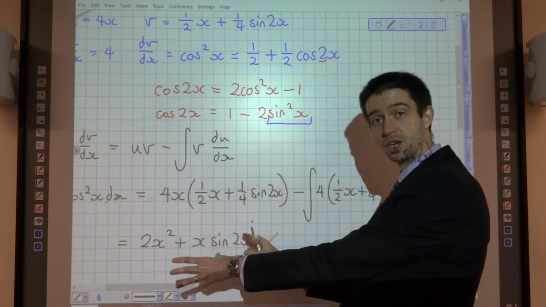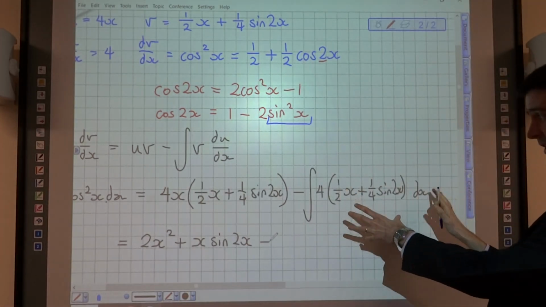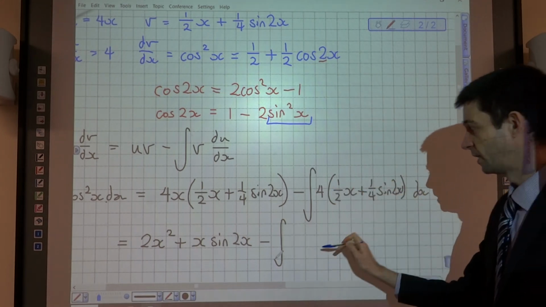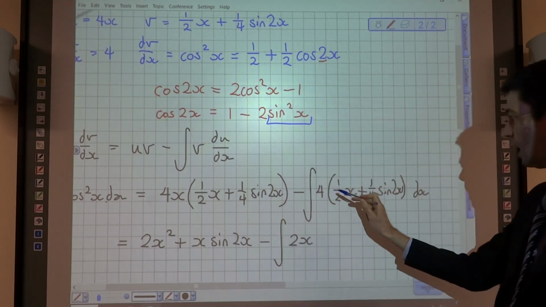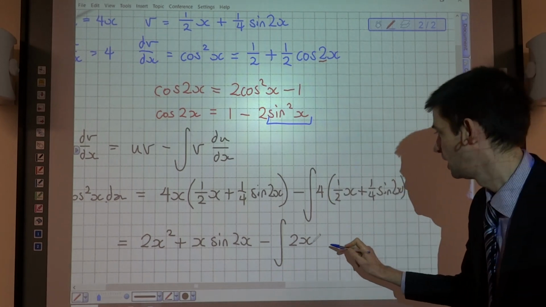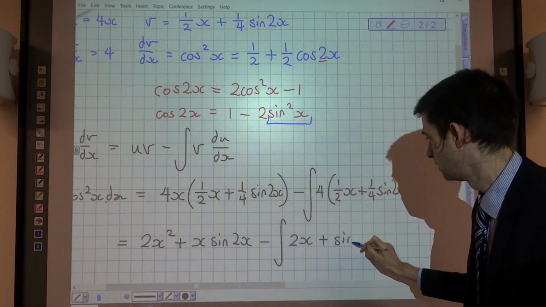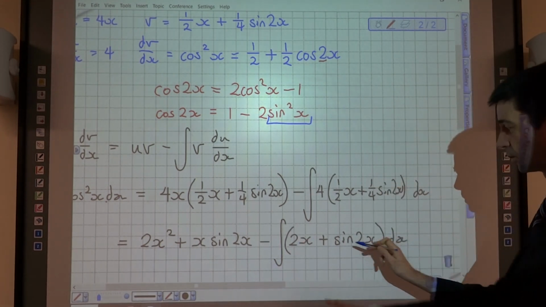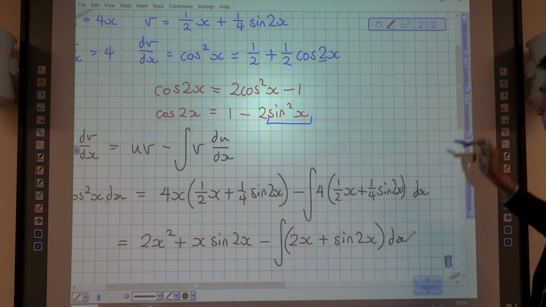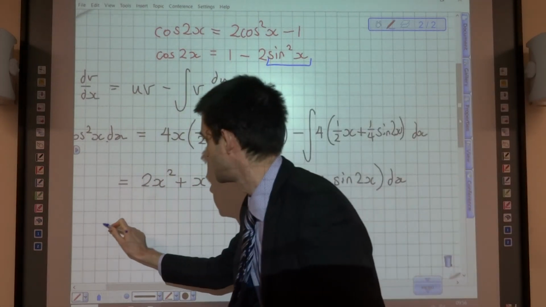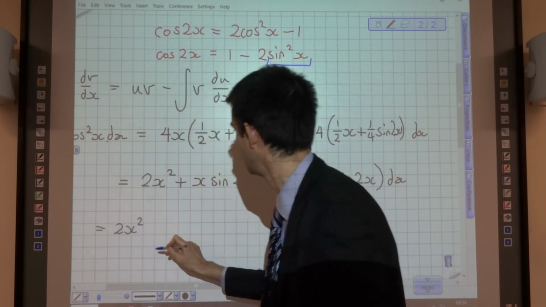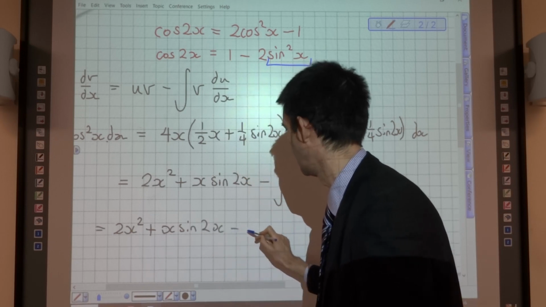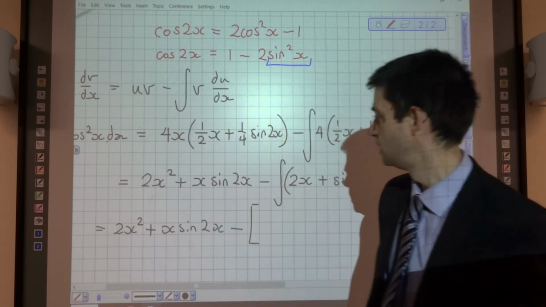And there's no further integration required on this part. We're just going to be integrating this second part. But before I do that, I'm just going to expand it out. 4 lots of a half x is 2x, and 4 lots of a quarter sine 2x is sine 2x. And I'm now going to integrate both of those terms with respect to x, not forgetting I've still got this 2x squared plus x sine 2x. And now we're subtracting the integral of this here.